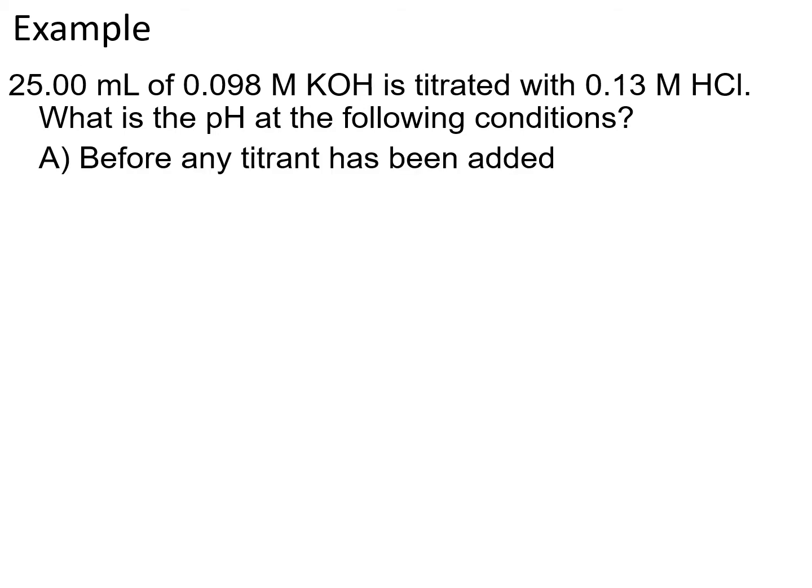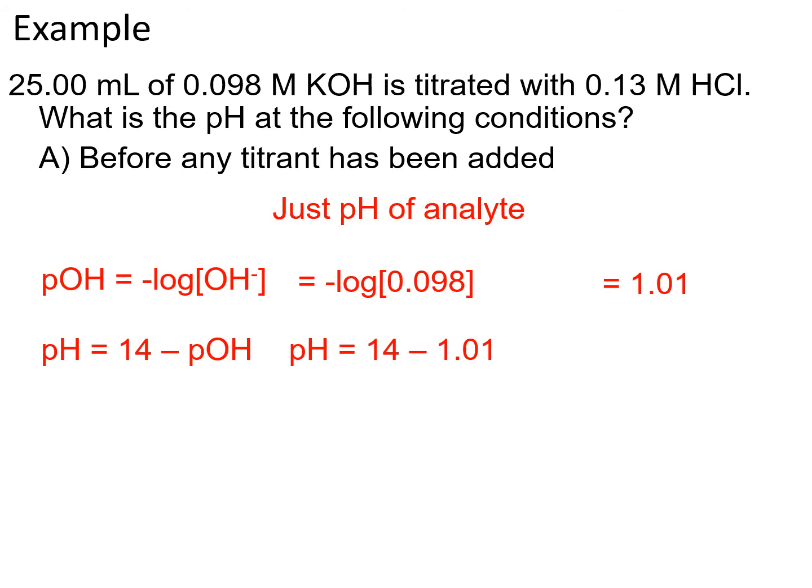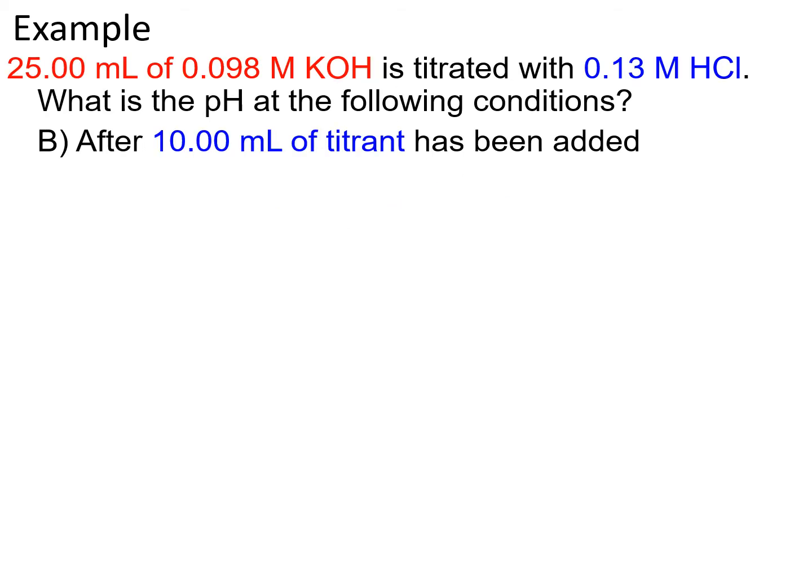Before any titrant has been added. What that means is all we care about is my initial solution. Since this is a strong base, we don't need to worry about an ice table. It's just going to be the pH of the analyte, meaning I can go ahead and take my hydroxide concentration from my strong base, take the negative log of that to give me a pOH. I can subtract from 14 to give me its pH. So since it's a strong base, it's very straightforward.